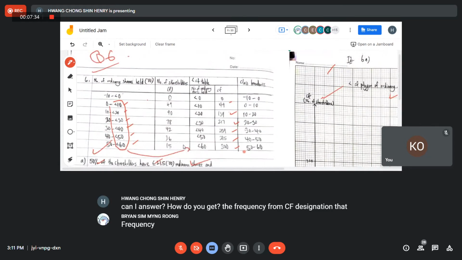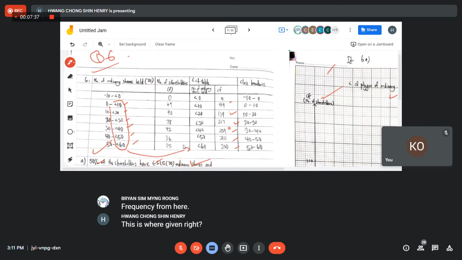Frequency from CF. This is CF given, right? So I just minus, minus. So you see, this is CF.